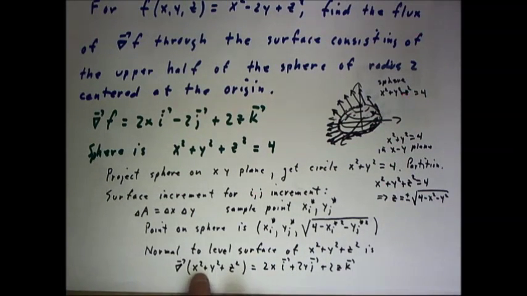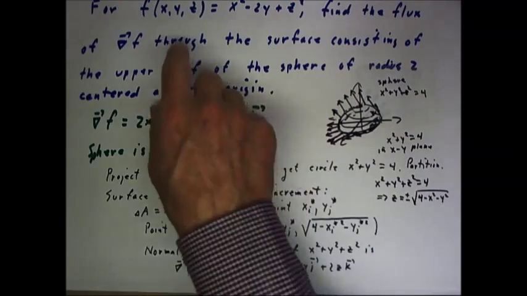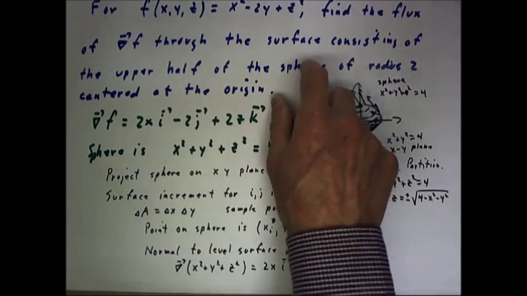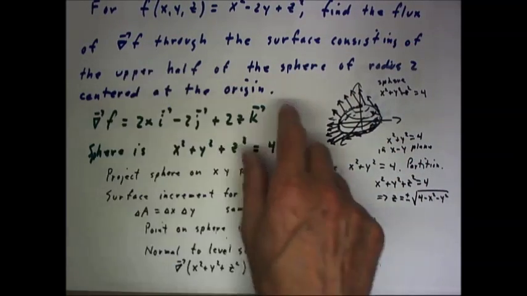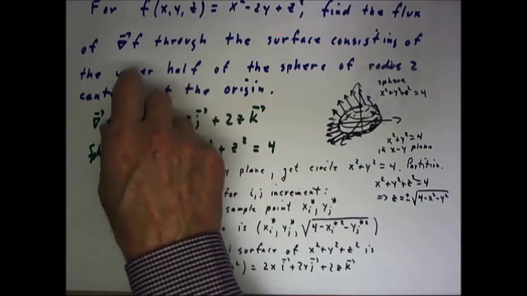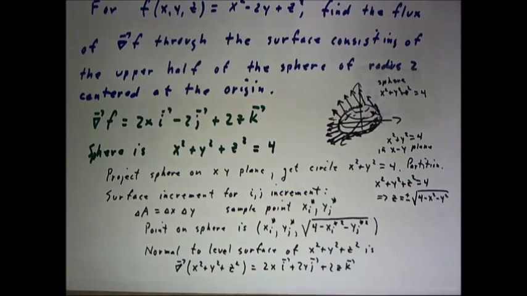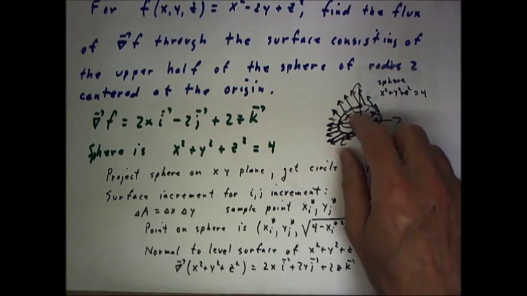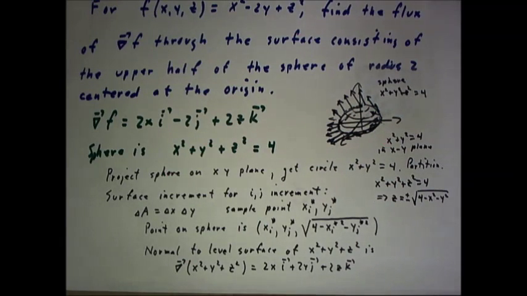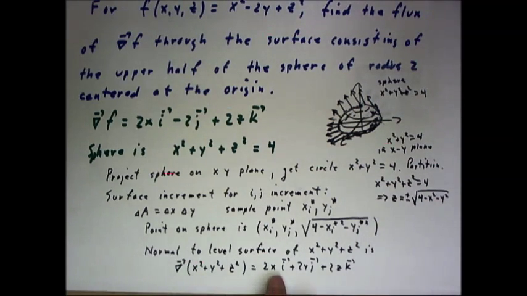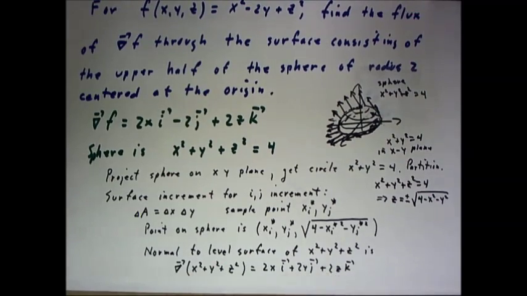Now, why do we want to find a normal to this surface? Well, because our flux is defined to be the dot product of our function with a unit normal multiplied by the area of the surface increment. So here we have a normal vector. How do we get a unit normal?